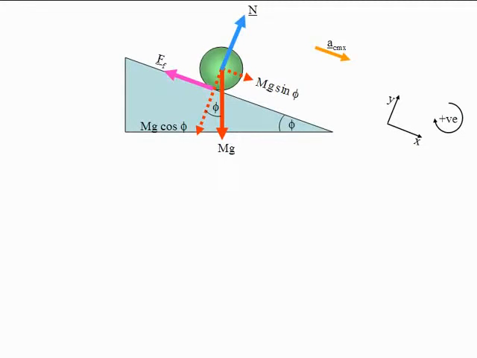We need to look at the equations of motion, and we have first of all to consider the translational equations of motion. So, in the x direction, the translational equation of motion is mg sine phi, that's the component of gravity acting down the slope, minus the frictional force acting up the slope.